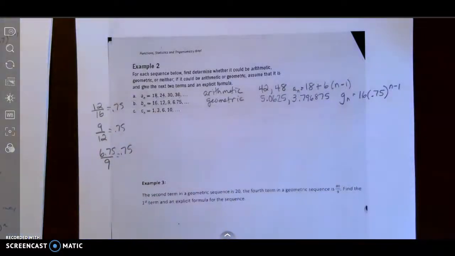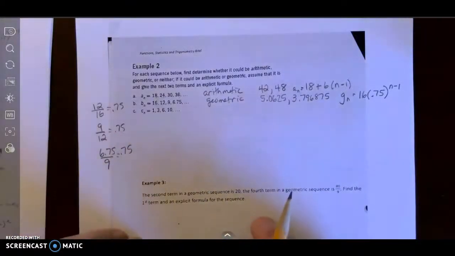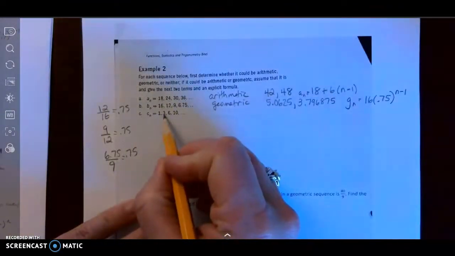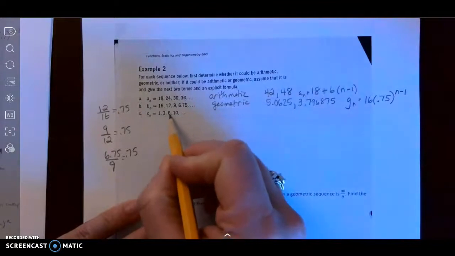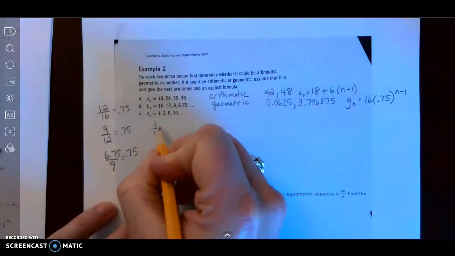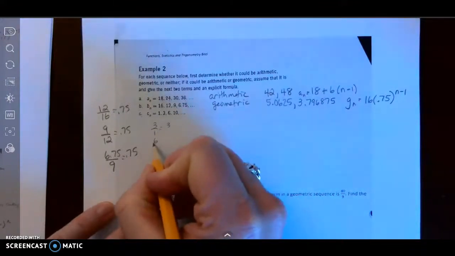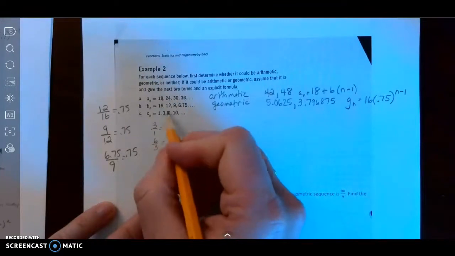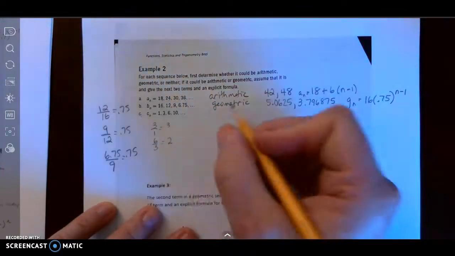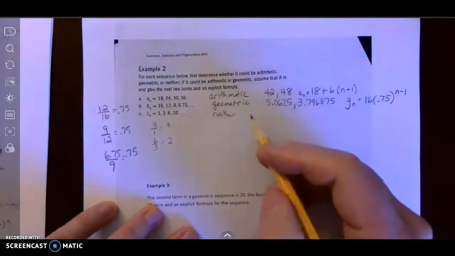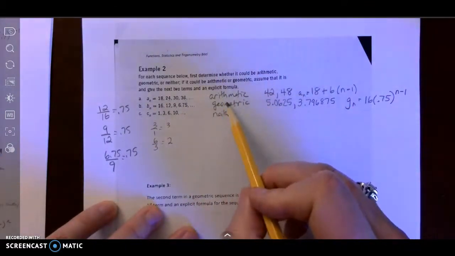So for this last sequence, let me see, there's not a common difference because this would be 2, 3, 4. Let's see if there's a common ratio. 3 divided by 1 is 3. 6 divided by 3 is 2. So there's not a common ratio. There's not a constant difference. So it's neither arithmetic or geometric.